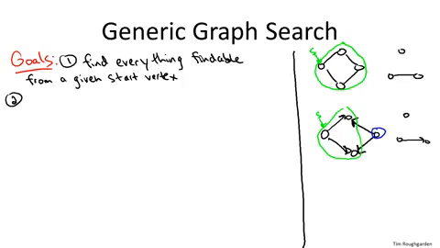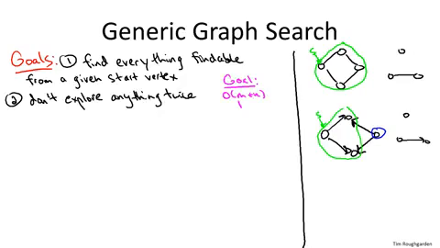Right? So the graph has m arcs, m edges, and n nodes or n vertices, and really we want to just look at each piece of the graph only once or a small constant number of times. So we're looking for running time which is linear in the size of the graph, that is big O of m plus n.